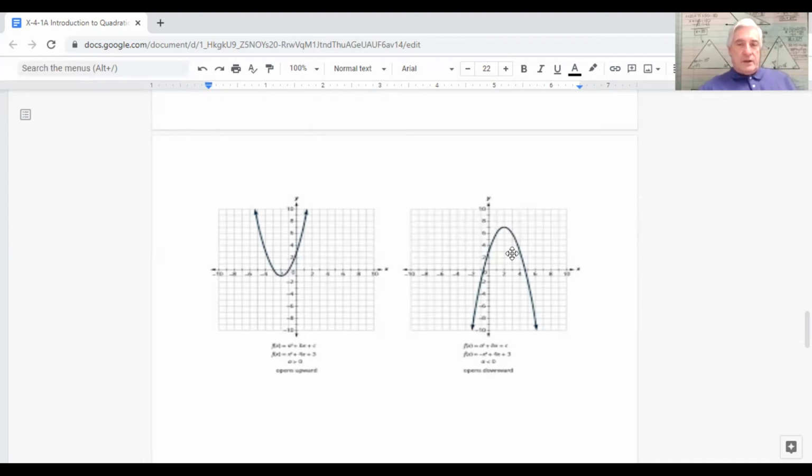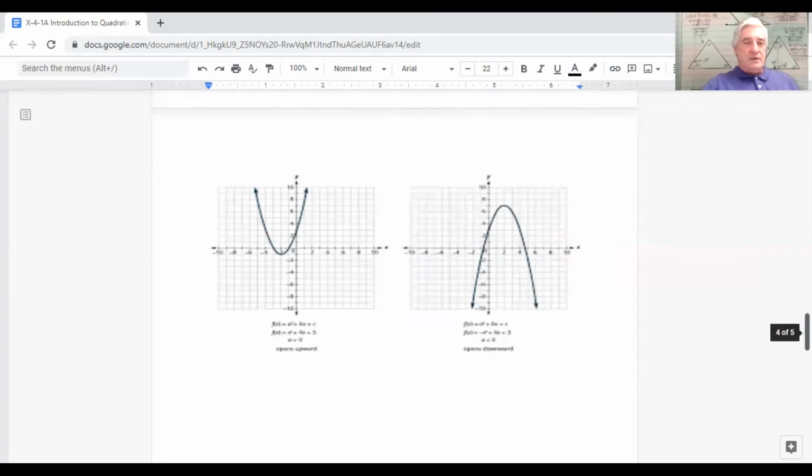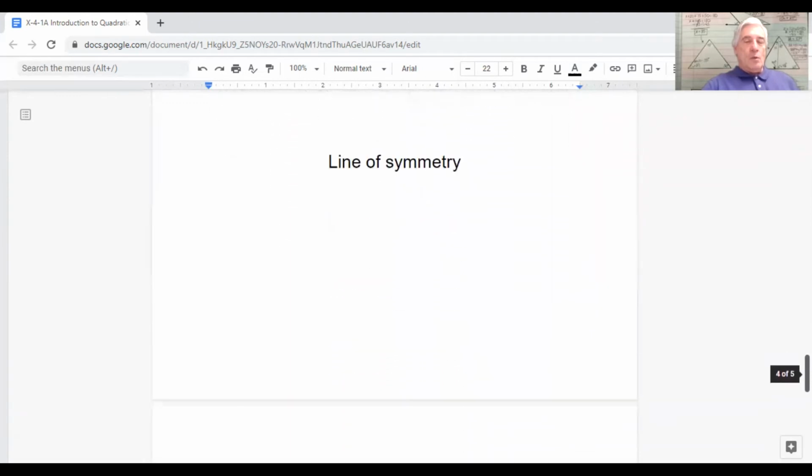What's the maximum on this? 7. It never goes above 7. In the other direction, you see the little arrows? It goes on and on and on forever. Now, I can't show you forever on the whiteboard, but it does. It goes on and on forever in its equation.